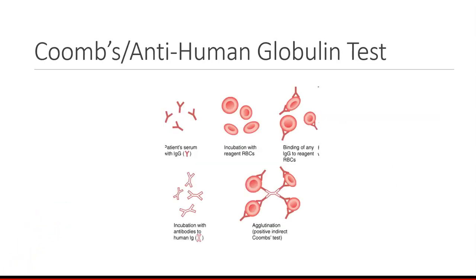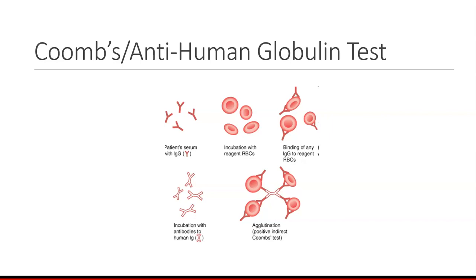So let's talk about the anti-human globulin test. We have patient serum which has IgG antibodies. We incubate that patient's serum with reagent cells. If the antigen to which the antibody is directed is present, then we get binding of the IgG. This is called sensitization. You can't see it.